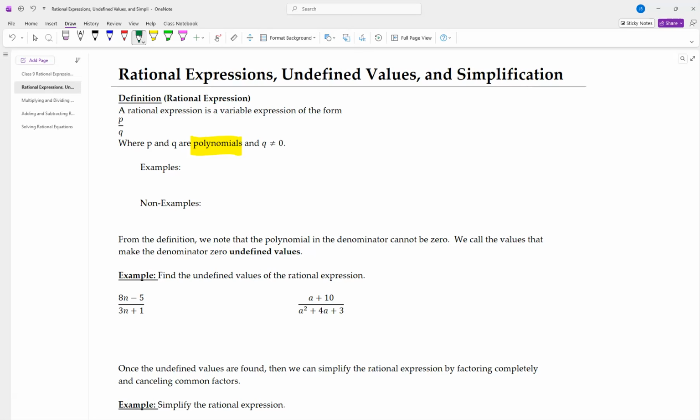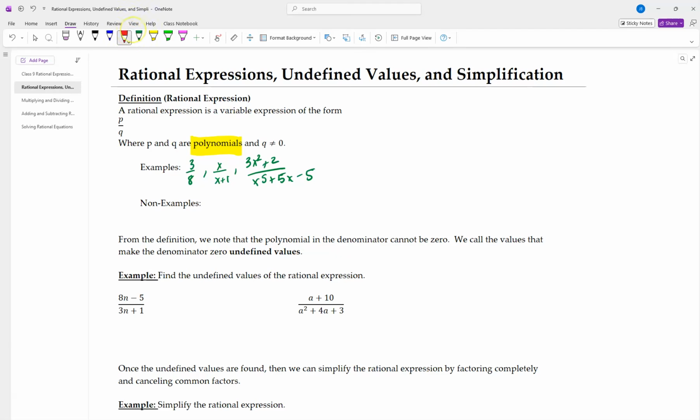Examples. Things that are polynomials include the fraction numbers that we know, like 3 over 8. 3 is a polynomial, 8 is a polynomial. We can also see things like x over x plus 1, or 3x squared plus 2 over x to the 5th plus 5x minus 5. Anything like that where we can do polynomial over polynomial, we're going to be good.